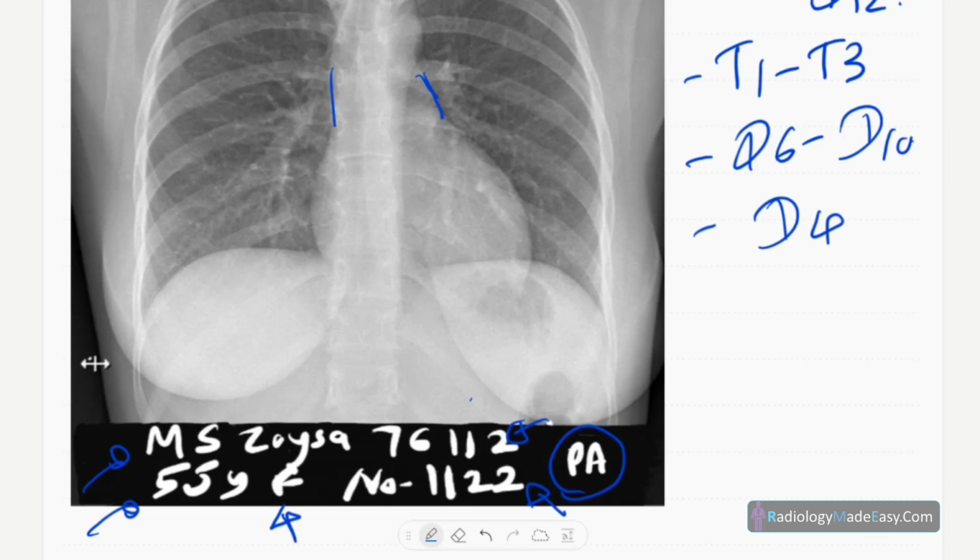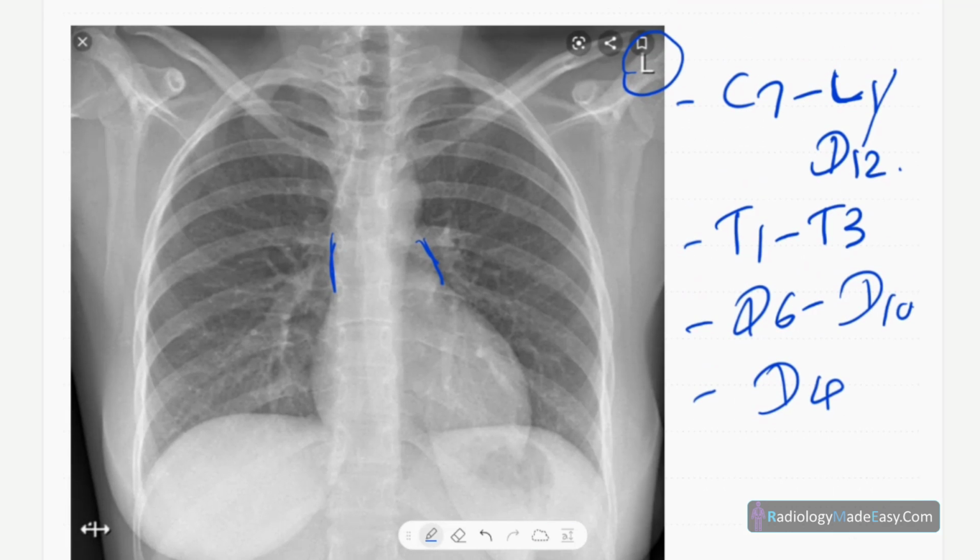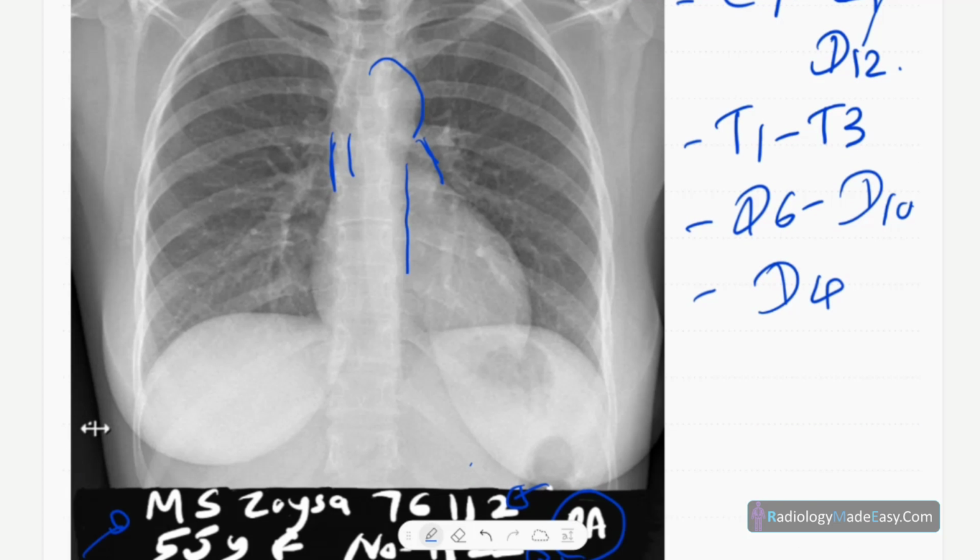So this is the SVC border. Medial to that, ascending aorta. This is the aortic knuckle. And also this is the descending thoracic aorta. And here you might see the brachiocephalic trunk, this region. Brachiocephalic vein and the brachiocephalic trunk.